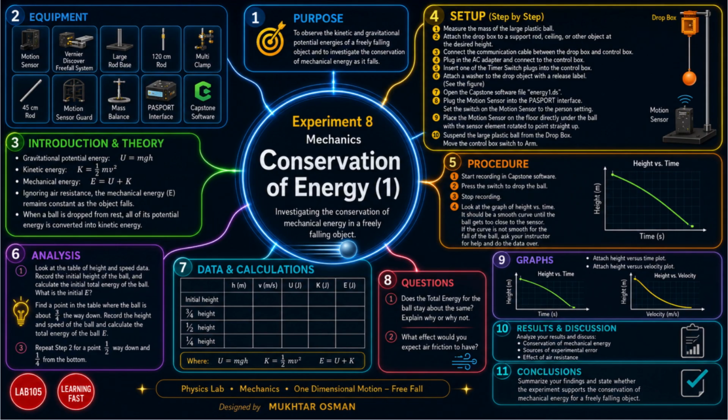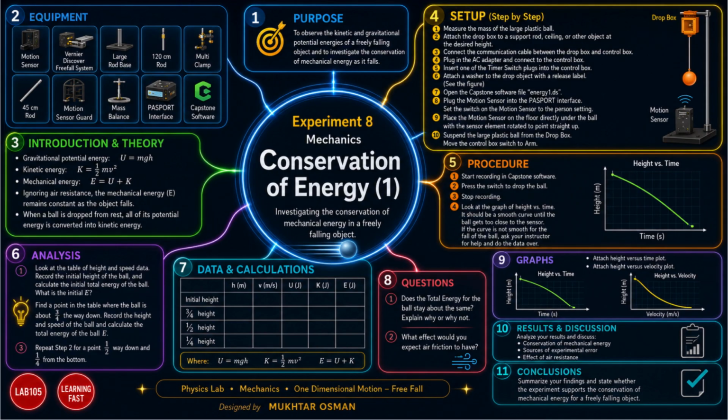Chapter 4. Setup. Step by step. 1. Measure the mass of the large plastic ball. 2. Attach the drop box to a support rod, ceiling, or other object at the desired height. 3. Connect the communication cable between the drop box and control box. 4. Plug in the AC adapter and connect to the control box.